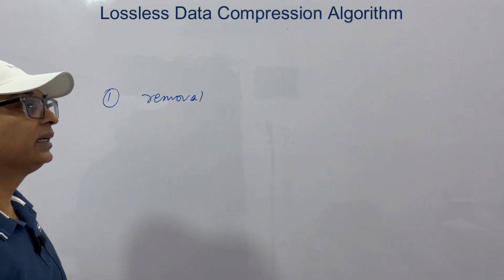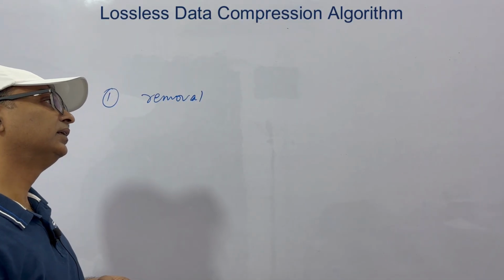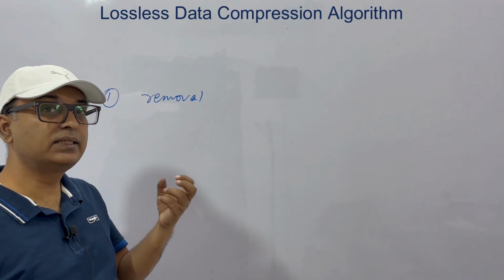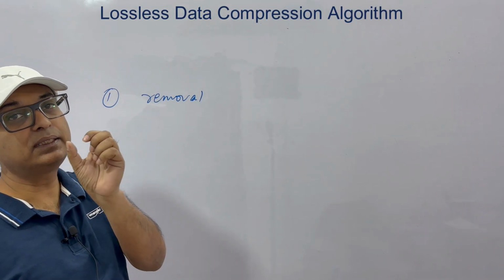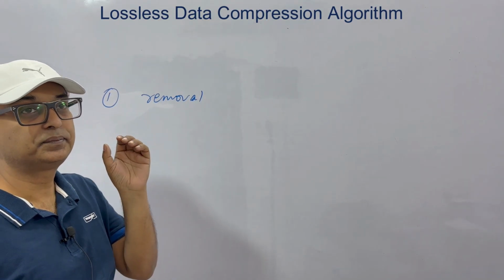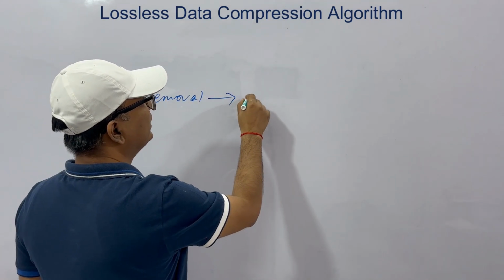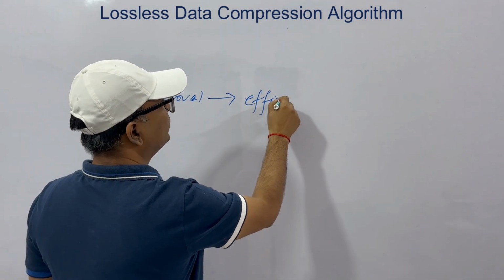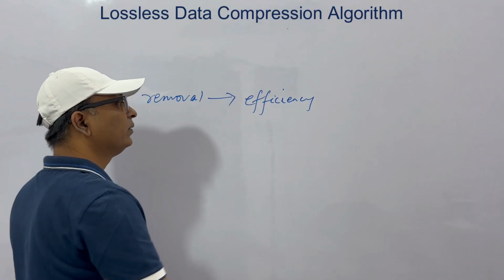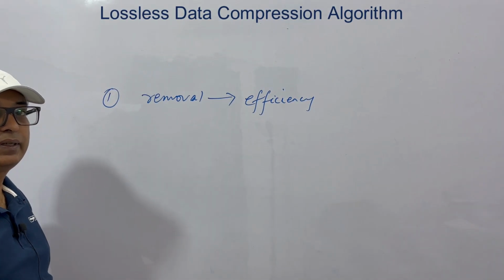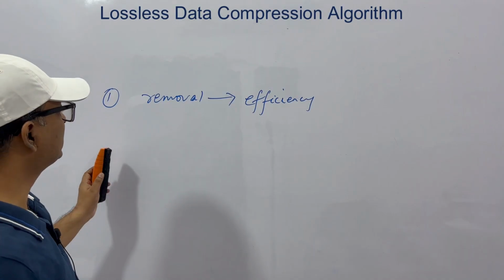By removal of redundant data, we achieve efficiency in the average number of bits per symbol. That is the efficiency we get from removal of redundant data. Efficiency of what? Efficiency in the average number of bits per symbol.